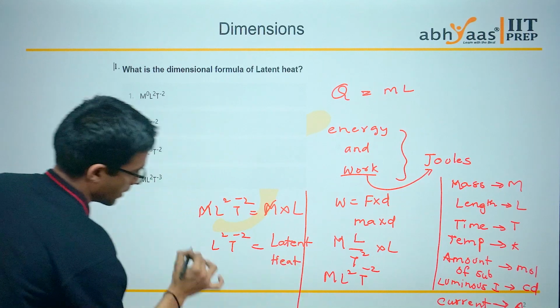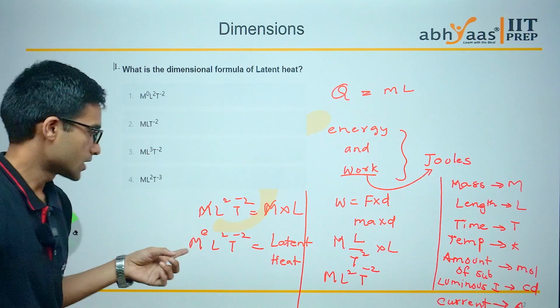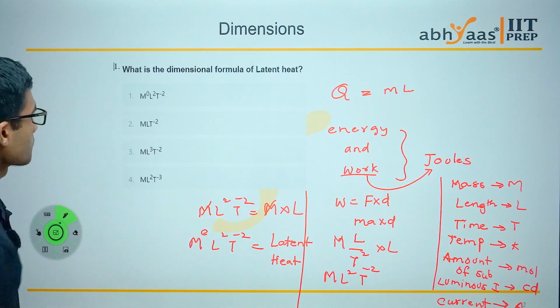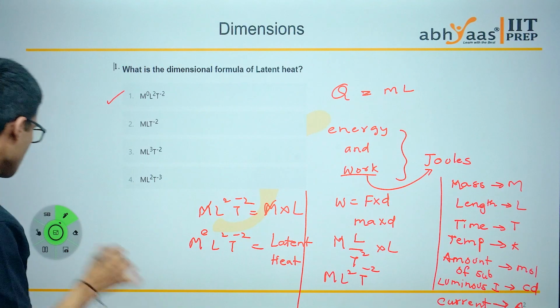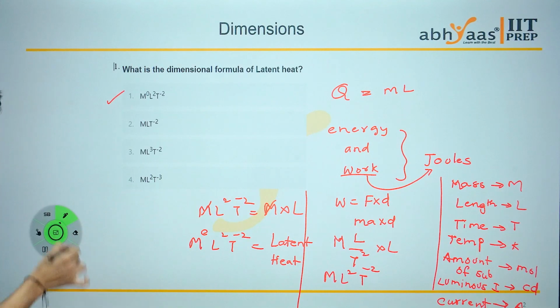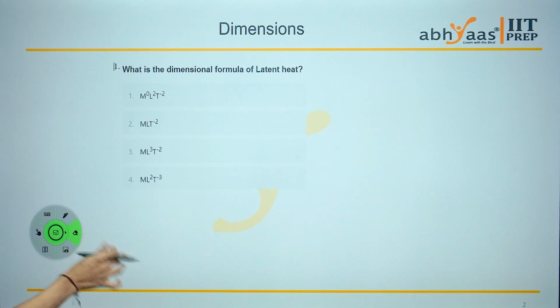This can also be written as M⁰, because there is no M. What is the option? First option. Clear? I am erasing all the things. Clear all? So next question.